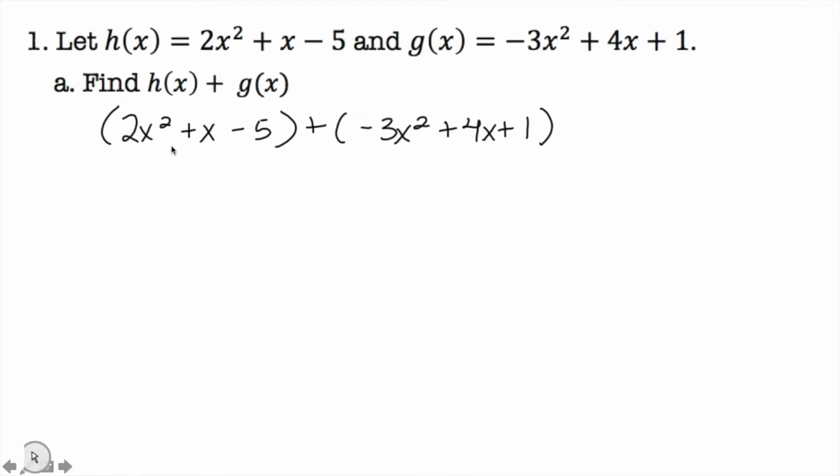You can only add things that are like terms. So we can add this 2x squared with the negative 3x squared. That's 2 plus a negative 3x squared, so we get negative 1x squared because 2 plus a negative 3 is negative 1. Then you can also add the x with the 4x. That's a positive 1x plus a positive 4x, so that's a positive 5x because 1 plus 4 is 5. And then the last one, negative 5 plus a positive 1 is negative 4. And that's all you do for this problem.